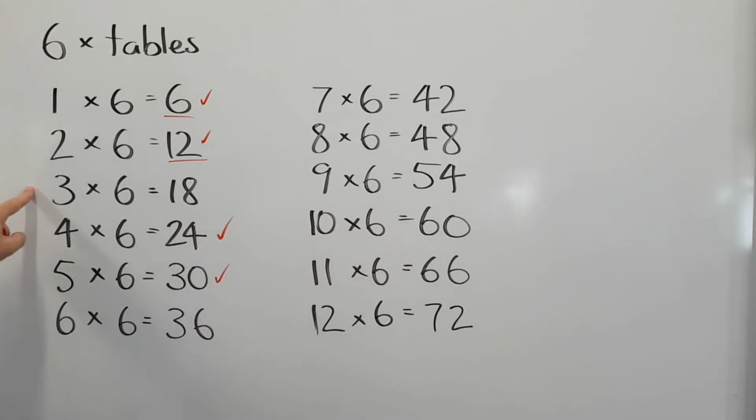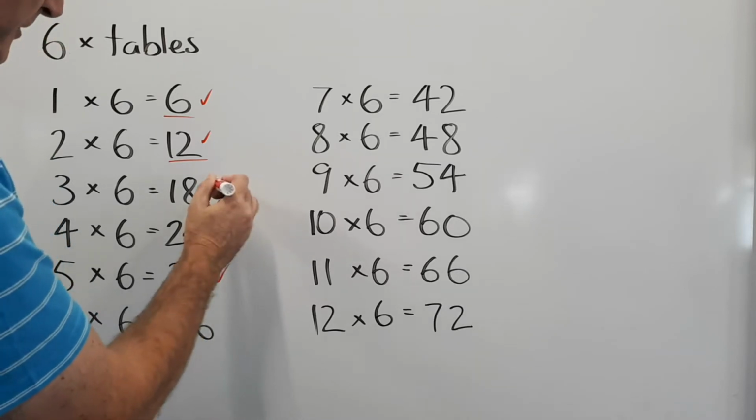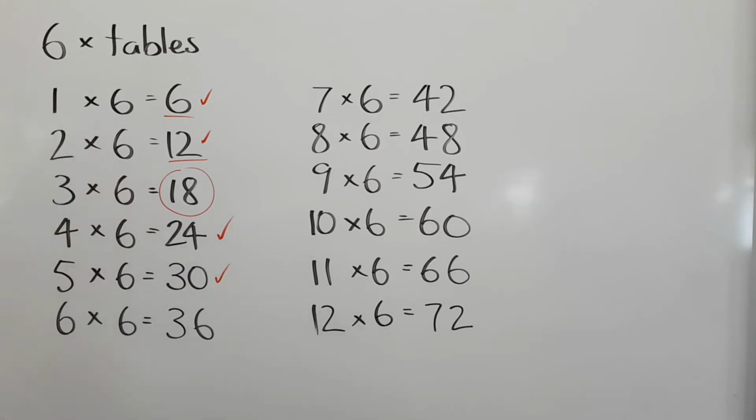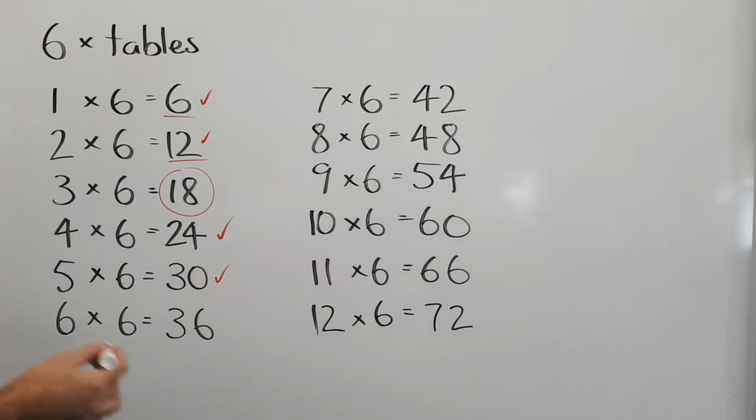You might have done 3 times 6. You might have said, well, double 6 is 12 plus another 6 is 18. So that one's probably one that we could practice. If you've done it 3 times recently though, you'll know it. 6 times 6 is 36. It's good to know the squares of the numbers. So 6 times 6, that's one we can practice.